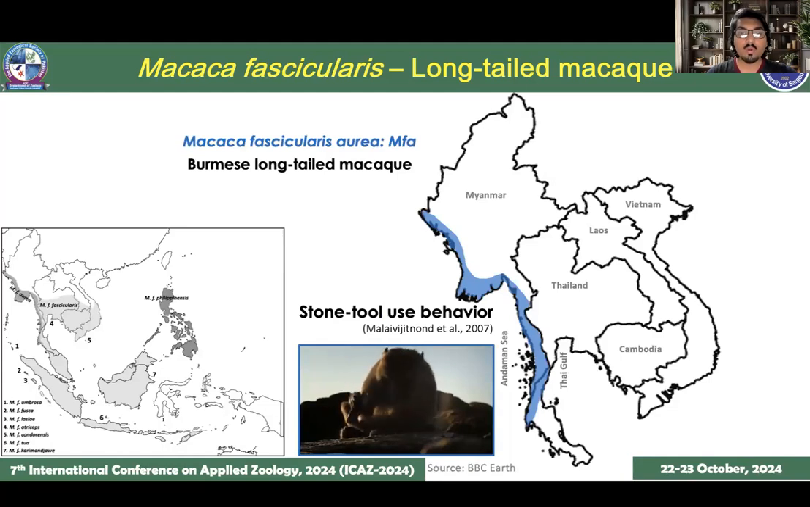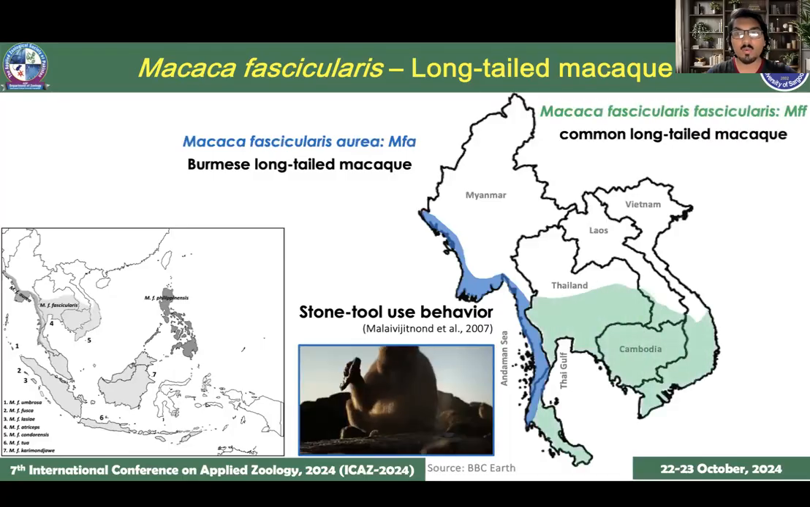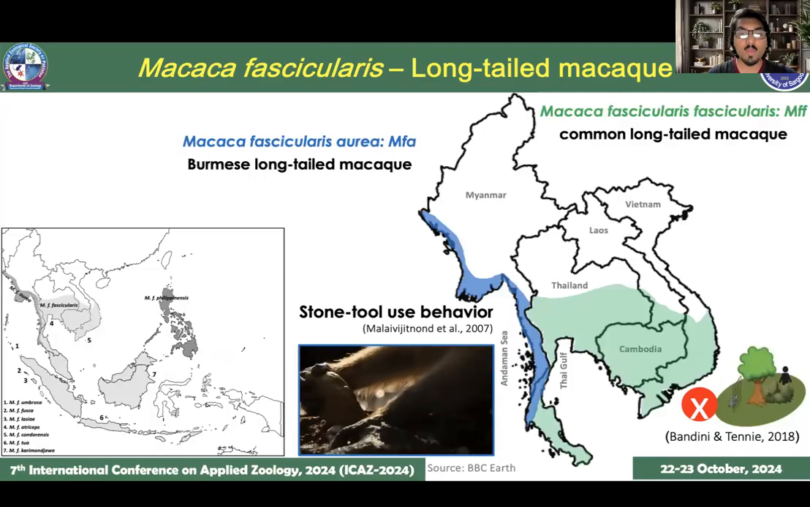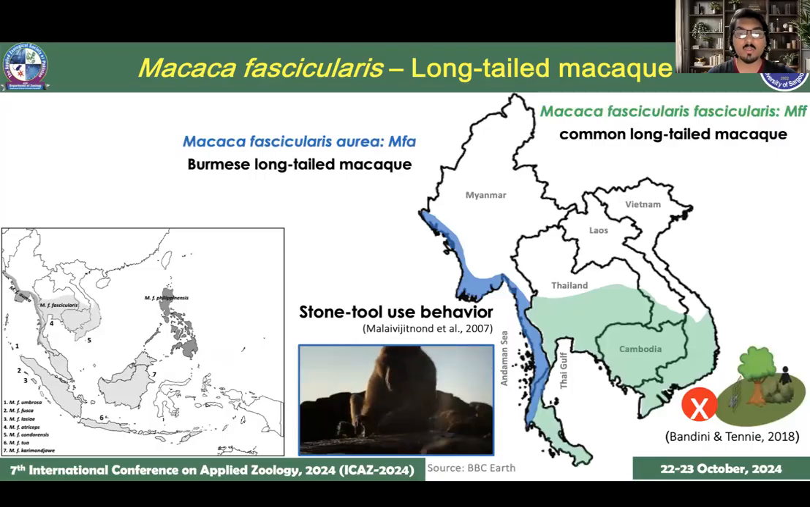MFA lives in close contact with another subspecies of long-tailed macaque, that is Macaca fascicularis fascicularis, or MFF. However, MFF has never been reported to use stone tools in nature nor in captivity upon training. Thus, previous studies indicated distinctive genetic characteristics between the two subspecies. Thus, it has been hypothesized that different genetics might be one of the factors that led to the emergence of stone tool use in MFA, but not in the other subspecies.